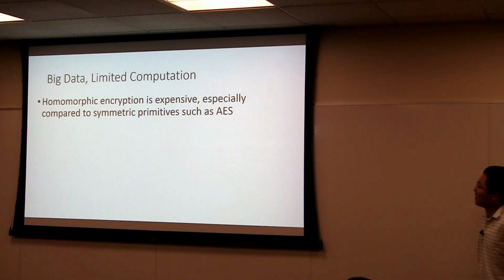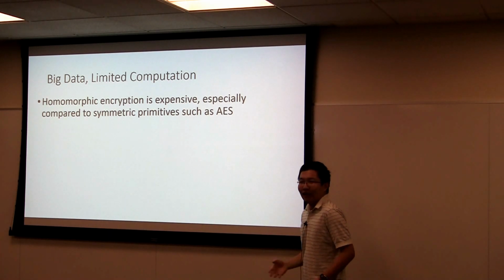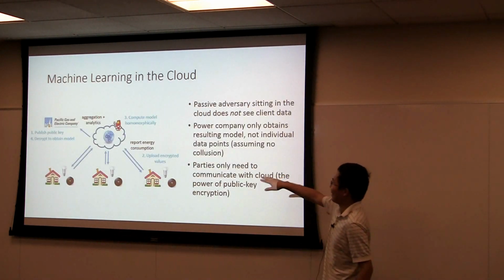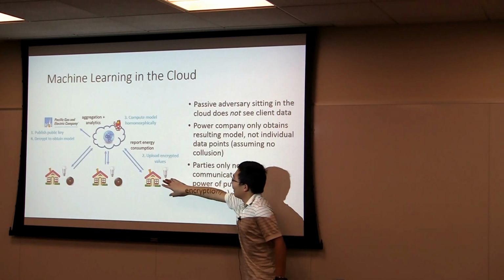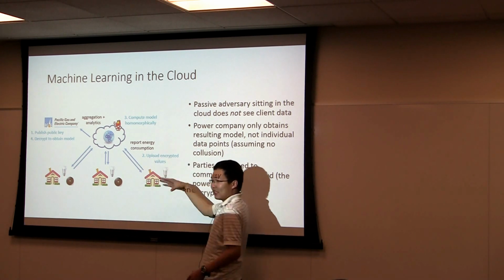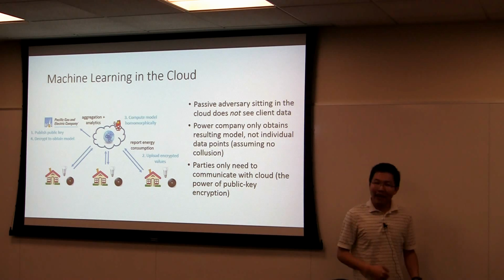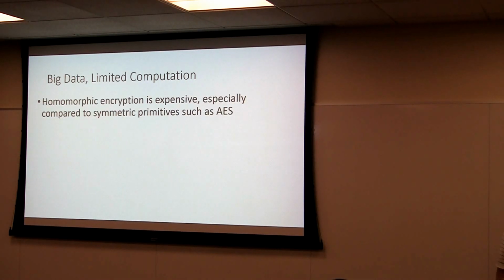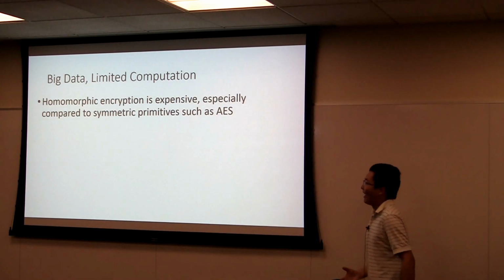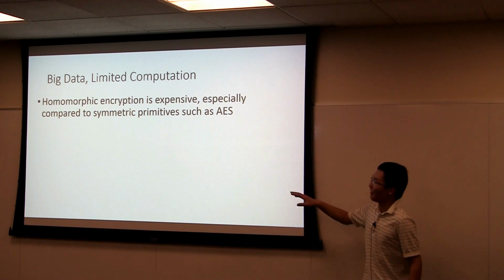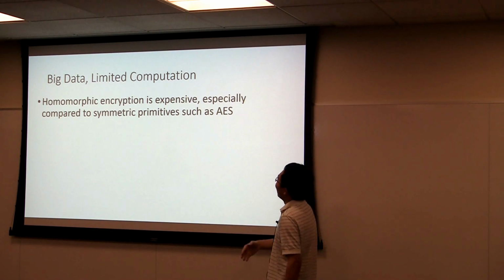OK, so now there's a natural question. I said in a previous slide, if you look at how I presented the model, all of these different devices, these smart homes, are encrypting their data homomorphically and sending them off to the cloud. And homomorphic encryption is public key encryption, so it's slow. In fact, it's much, much slower than ordinary public key encryption. So it seems like we're not really making much progress, right?